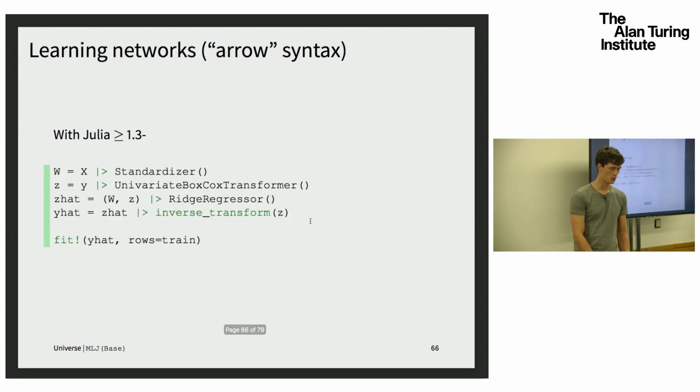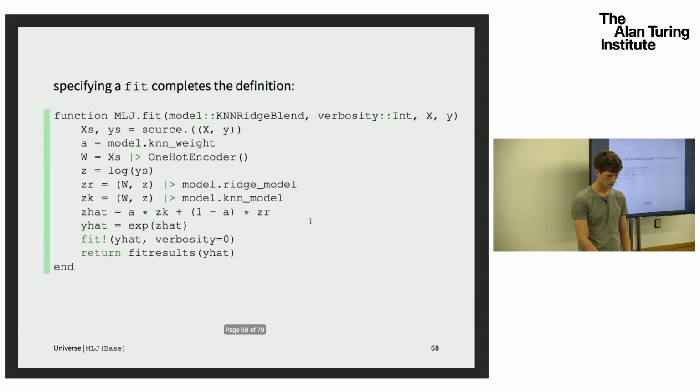And to tune a learning network, I think I'll skim over this, but tuning a learning network is done in much the same way as before. You just have to define a model around your learning network once you're happy with it. And then once you have a model, you do the hyperparameter tuning, much as we've done hyperparameter tuning before.